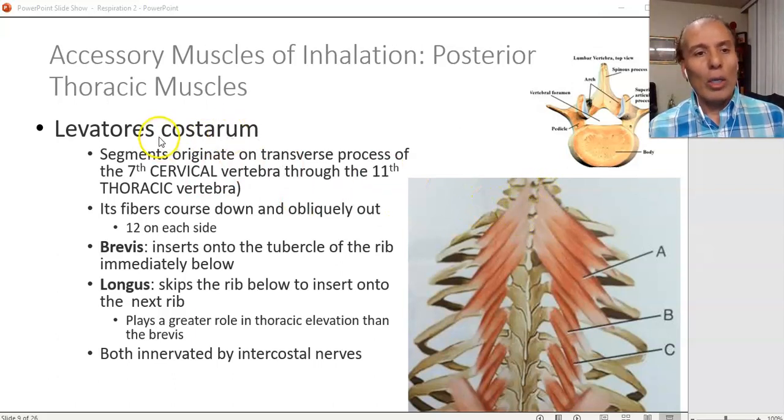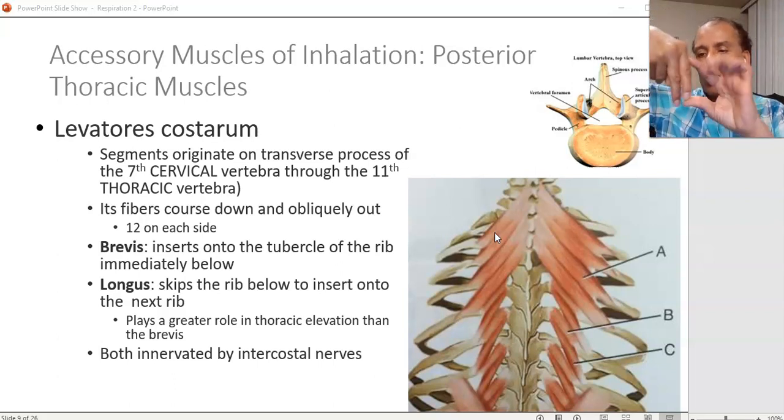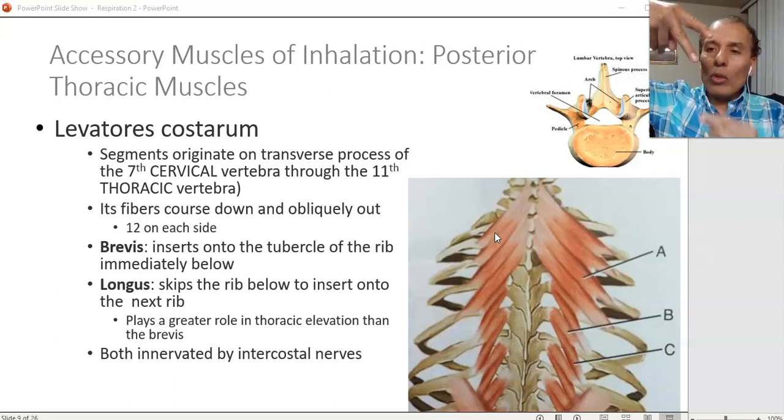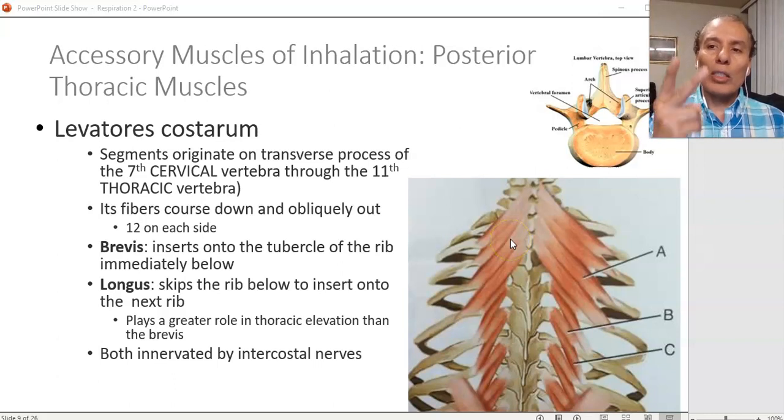Each segment of the levator costarum has two parts. One is called the brevis, which is the brief or small, and one is called the longus, or the long muscle. Both of these are segments of one single muscle, the levator costarum. Even though all of these sets function together as one unit, this is why they are treated as a single unit of muscle. Each segment of it consists of two little segments, again, the brevis and the longus.